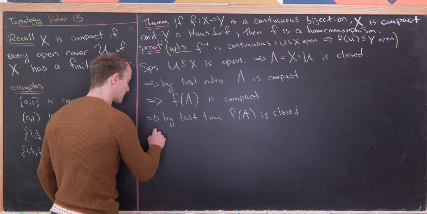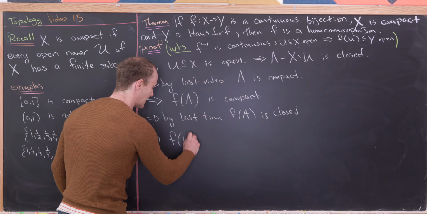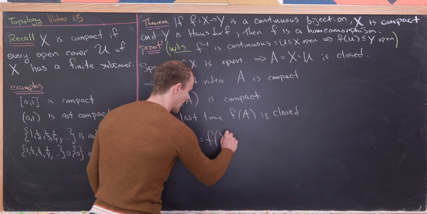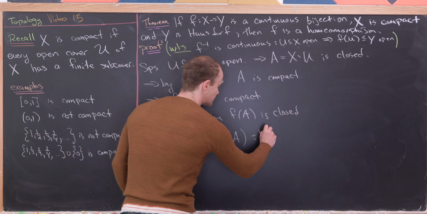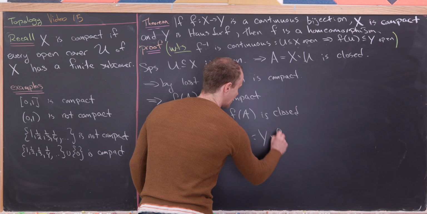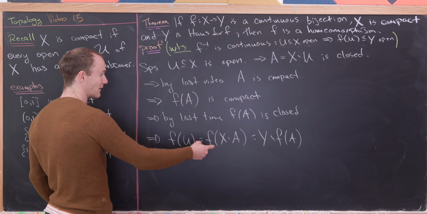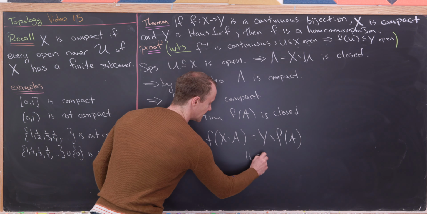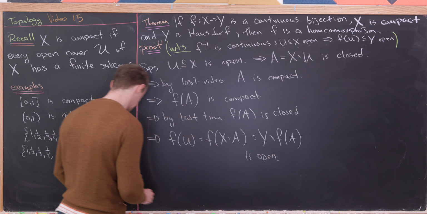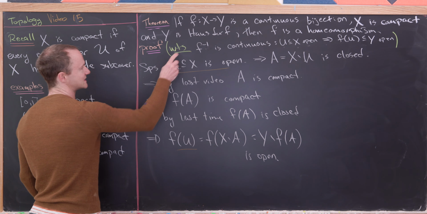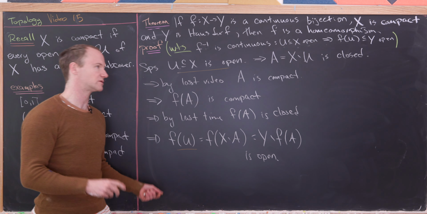But now we're pretty much done, because notice that f of U is going to be the same thing as f of X minus A, which is going to be Y minus f of A. But that's the complement of a closed set, which is an open set. Starting here and ending here was exactly what we said we needed to show to prove this result.